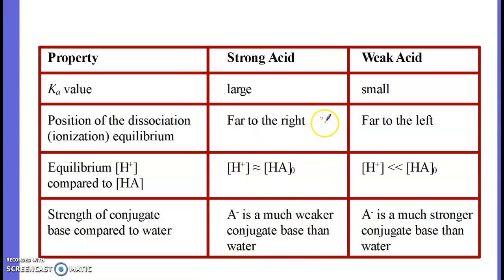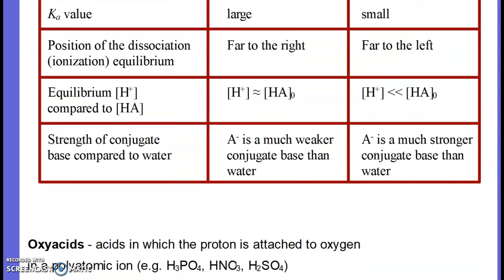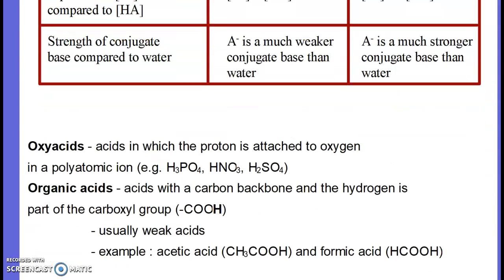Here's a little chart. It gives you the properties of strong and weak acids. I'm going to pause this video and copy that down. Some details there. You have things called oxyacids. Talking about acids, these are ones that have oxygens in them, so they have that polyatomic ion with oxygens. Learned about those, similar naming.